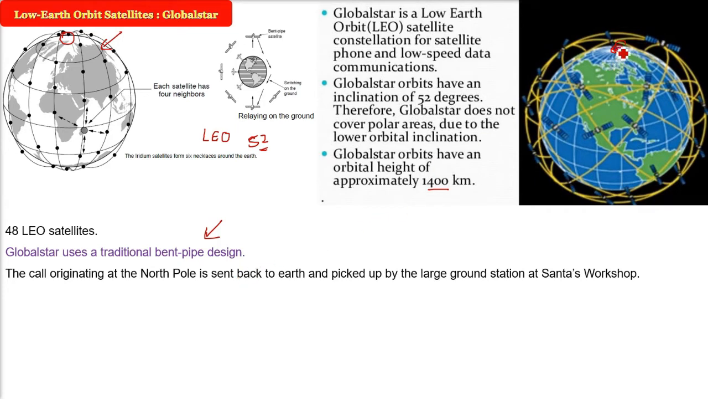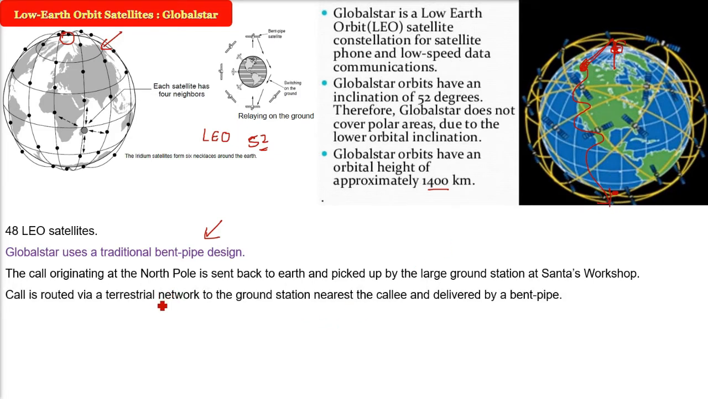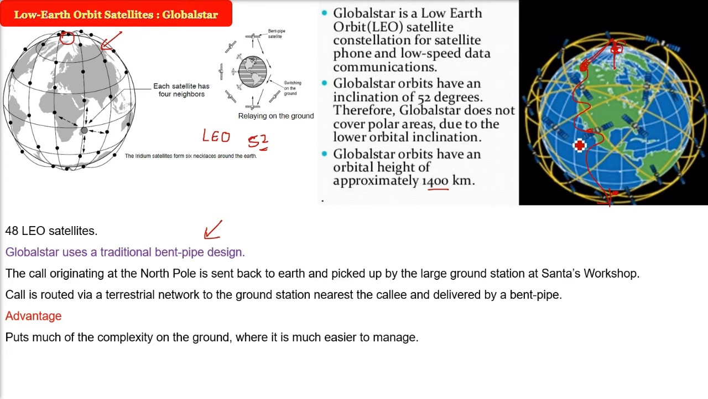If someone is calling from the North Pole, it is sent back to the Earth, because it is the iridium, all the communication takes place at space. Here the call originating from say the North Pole is sent back to the Earth and then picked up by the large ground station, and the call is routed now via a terrestrial network on the ground to the ground station which is nearest to the callee, that is who is supposed to receive the call, and it is delivered by the bent pipe. The advantage is that in iridium all things are happening on space.